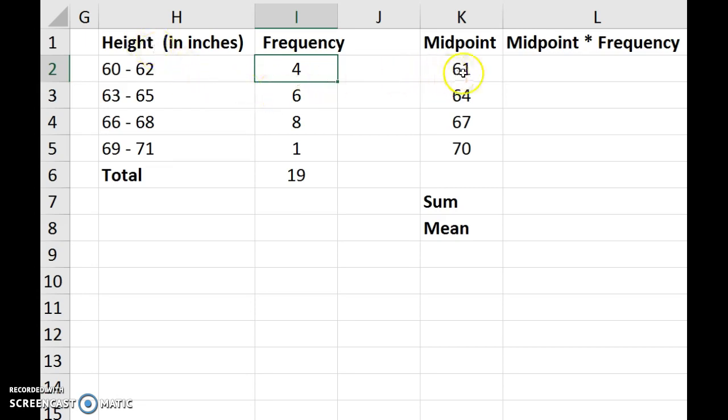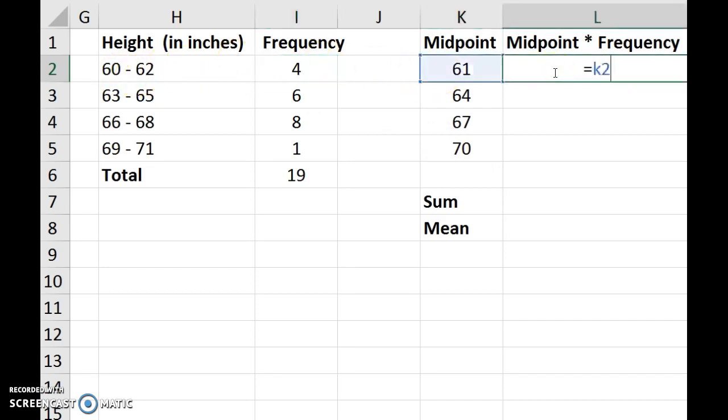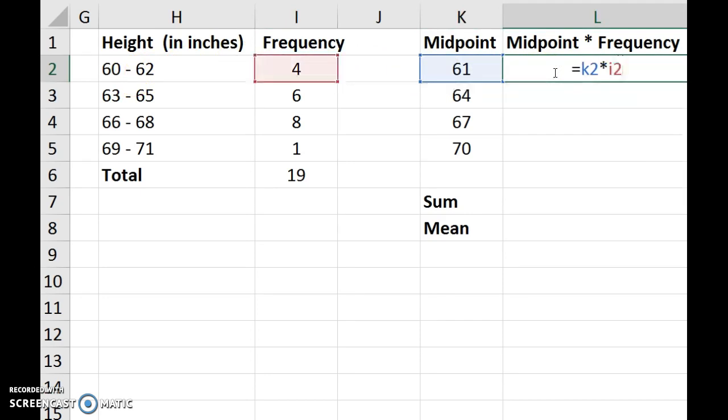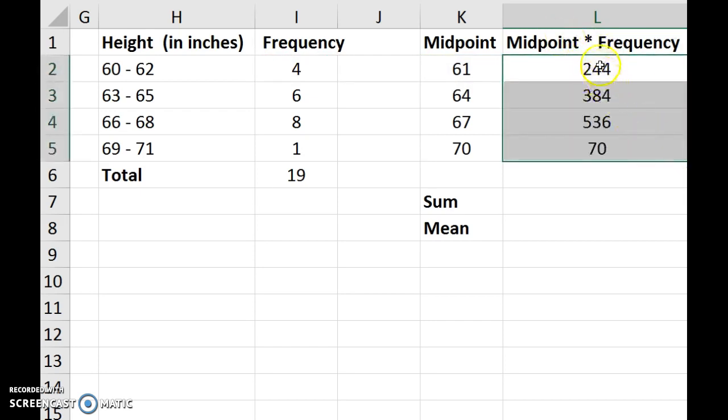So to do the mean here, we find the midpoints of each class. So remember, add the lower class bound and upper class bound and divide it by 2 to get the midpoint. And then you want to take that midpoint and multiply it by how many people or how many data values you have in that class. Multiply it by the frequency. Midpoint times the frequency. And if I drag that down, I get that for each of the classes.